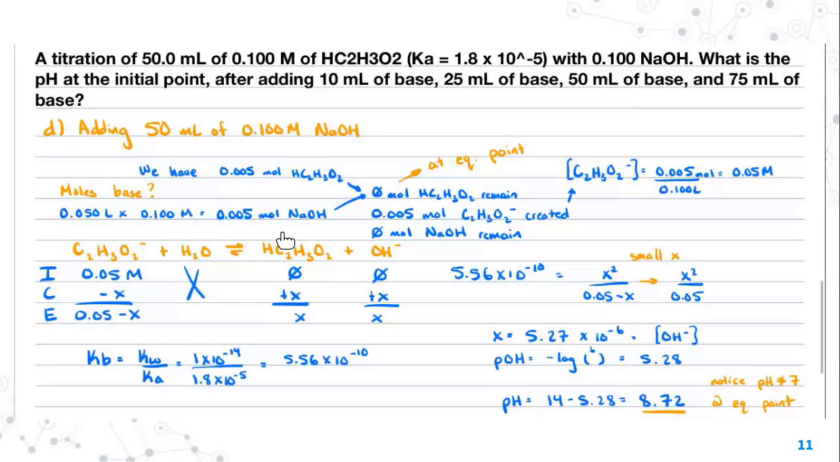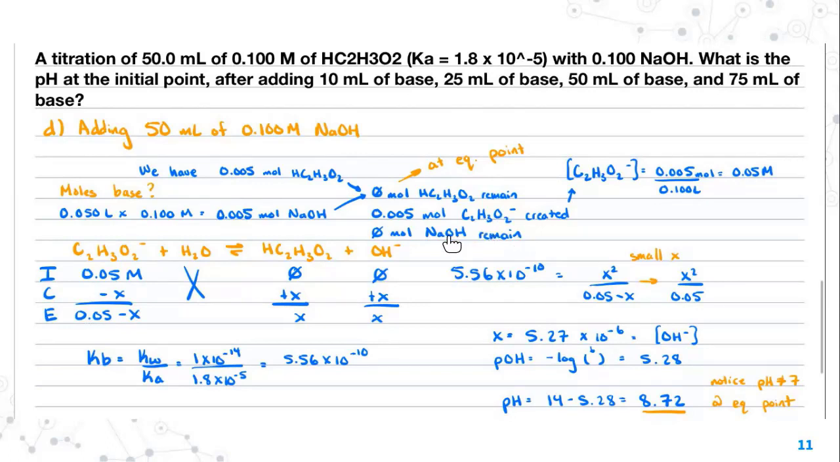All right, so the next one is adding 50 milliliters of 0.100 molarity NaOH. We originally had the 0.005 moles of acid from our other calculations. So how many moles of base do we have this time? Again, volume times molarity, you'll get your moles of base. Since they're the same value, that means we run out of the acid. So we're at equivalence point, and we convert all those moles into the conjugate base. And 0 moles of the acid remains.